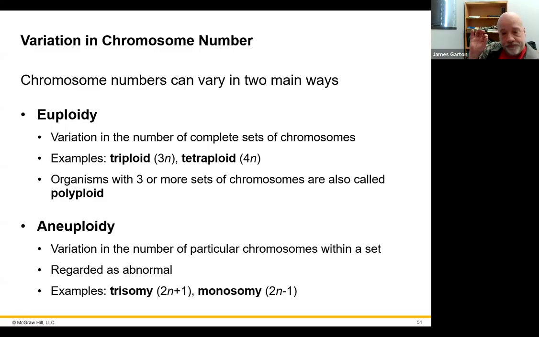If you have 3 or more complete sets of chromosomes, the organism is polyploid. And aneuploidy is when you do not have a complete extra set of chromosomes, but at one chromosomal position, you have an abnormal number: 3 copies of the chromosome or 1 copy of the chromosome. Trisomy or monosomy.